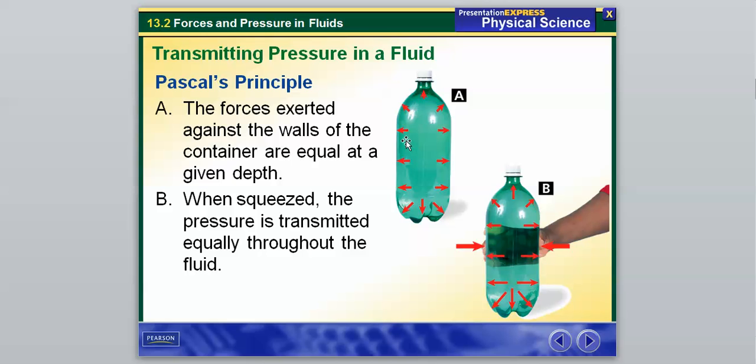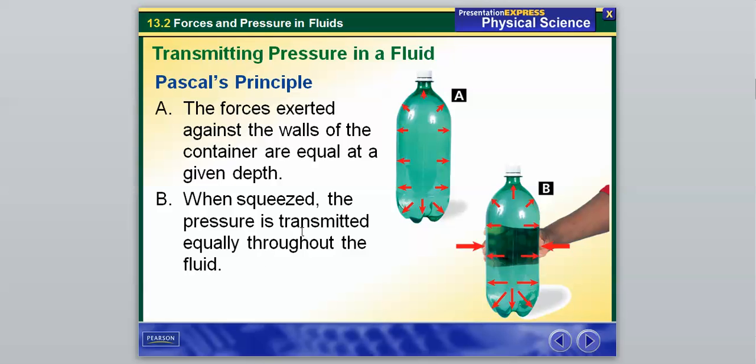And if you notice, these ones are all equal because they're all at the same depth. These two are equal because they're at the same depth. These ones are equal because they're at the same depth. These ones are equal because they're at the same depth. And then these three are equal because they are all at the same depth as well. So again, the pressure is equal depending on the depth. Remember we said that last time.